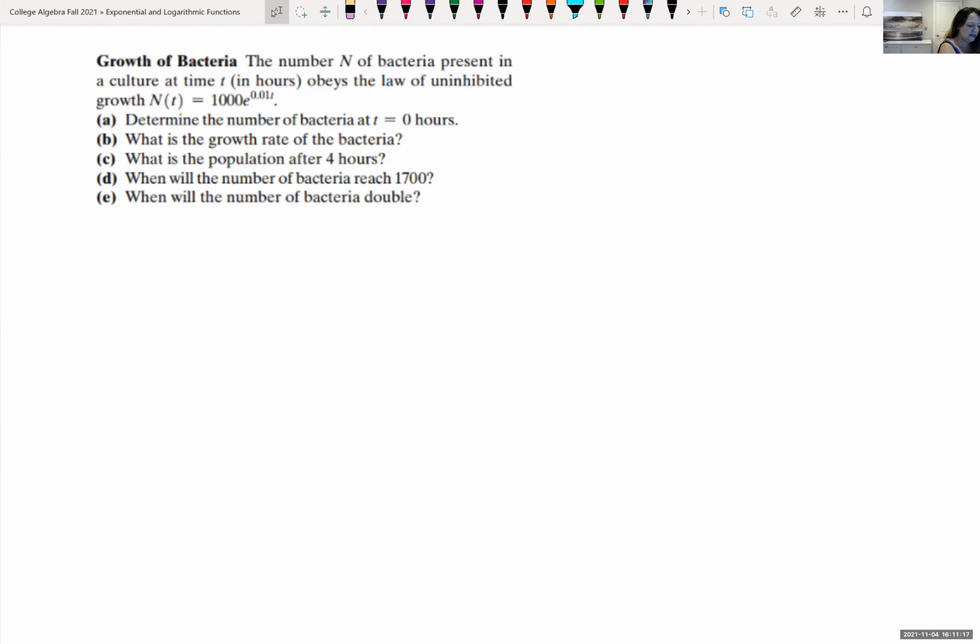Well, notice if you plug in 0 for t, or if you just remembered when I said what the initial amount was, but if you didn't remember that, you could plug in 0 for t, and this would give us 1000 times e raised to the 0.01 times 0. Recall a number other than 0 raised to the 0 power is 1. And so this is equal to 1000 times 1. So our initial amount of bacteria, when t is 0, is equal to 1000.